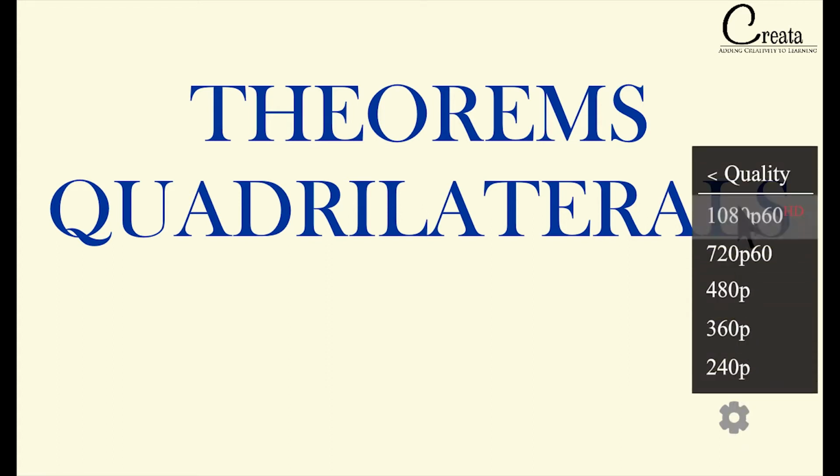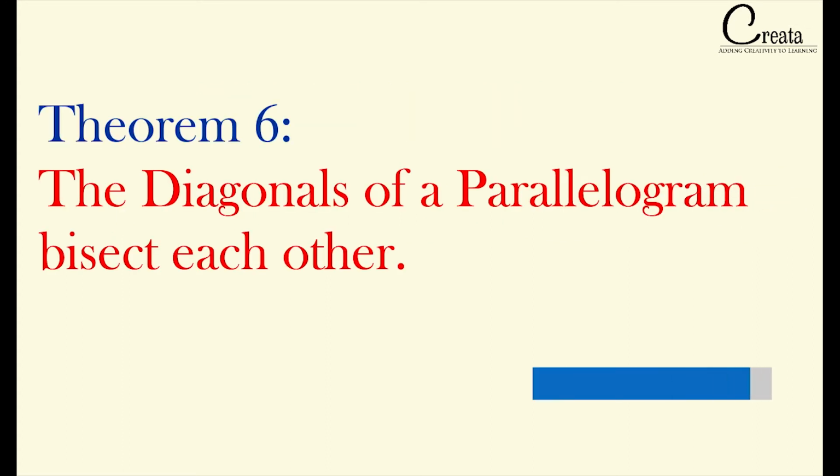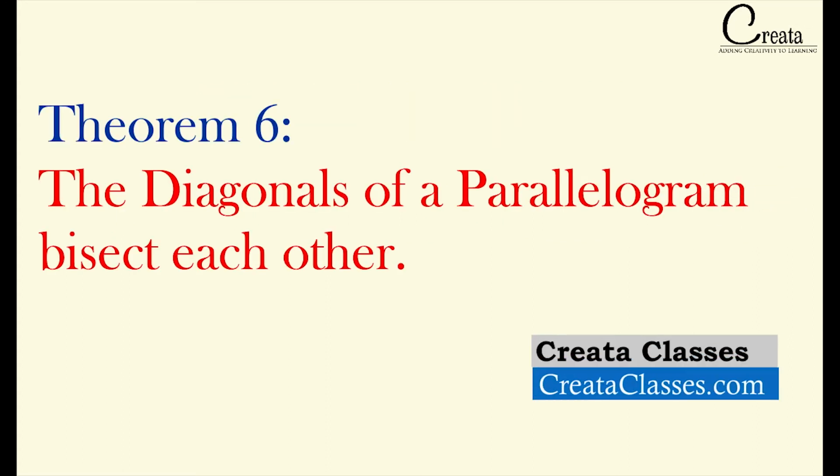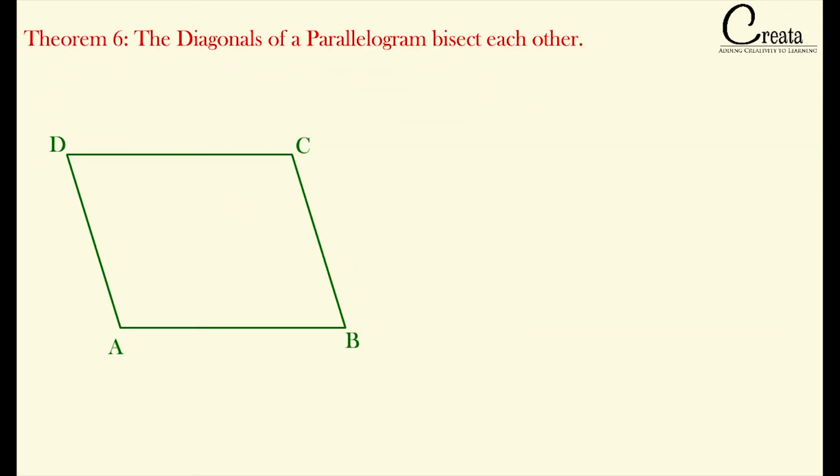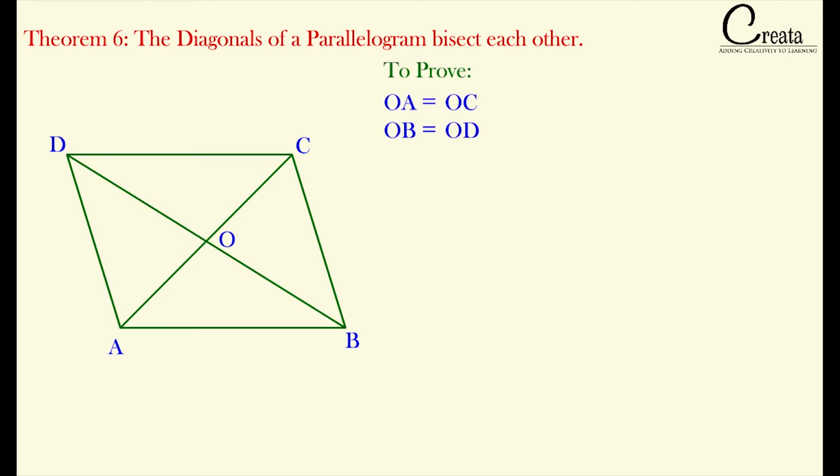In this lecture, we will cover our 6th theorem, that is, the diagonals of a parallelogram bisect each other. Okay, let's prove the theorem. Let's take our standard parallelogram ABCD with AC and BD as the diagonals and O as the intersection point of both the diagonals. In this theorem, we have to prove OA is equal to OC and OB is equal to OD. We have to prove the diagonals bisect each other. Let's begin with the proof.